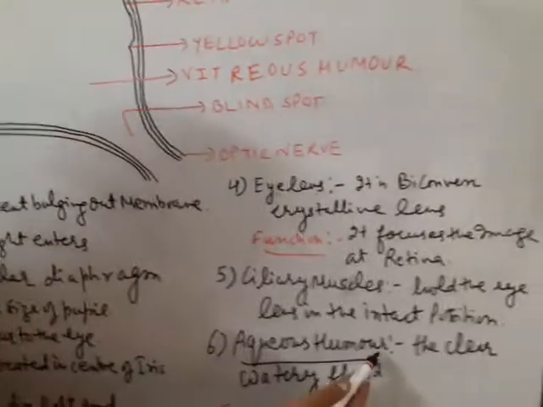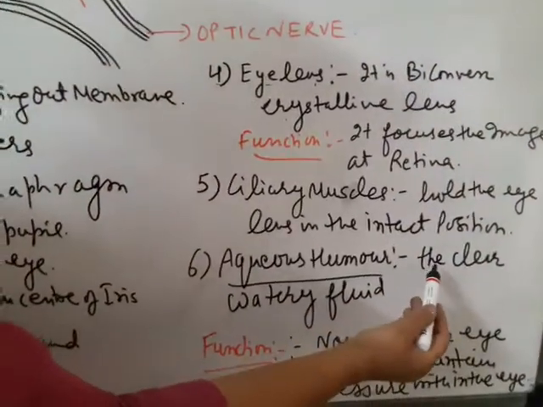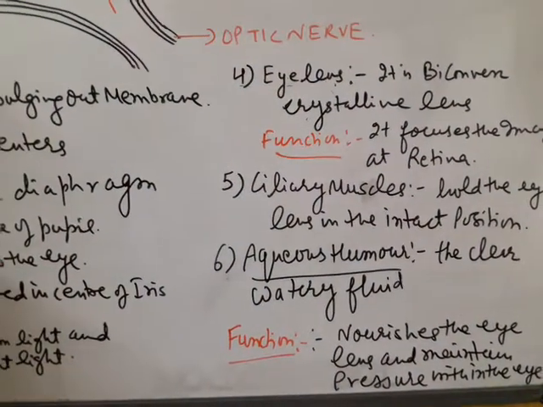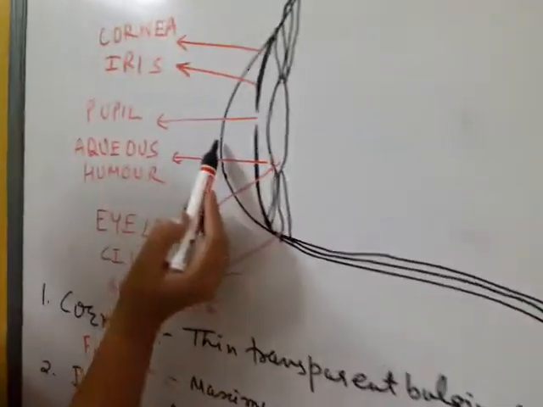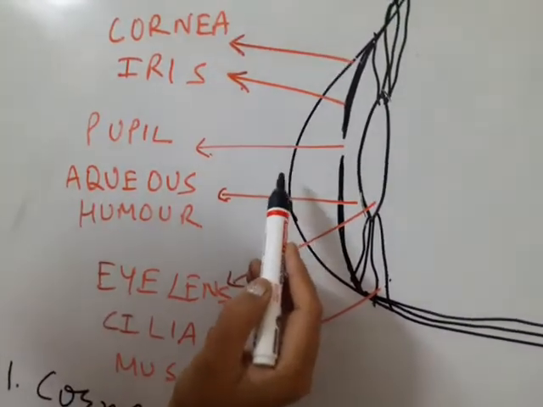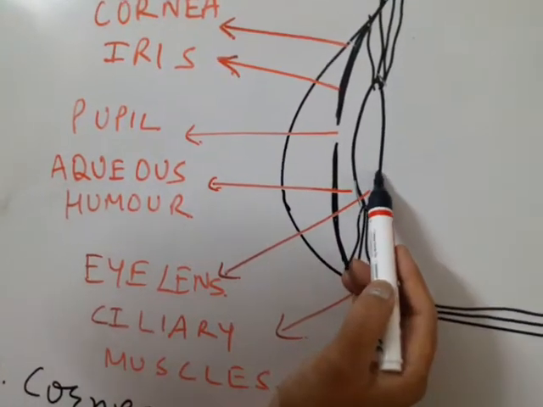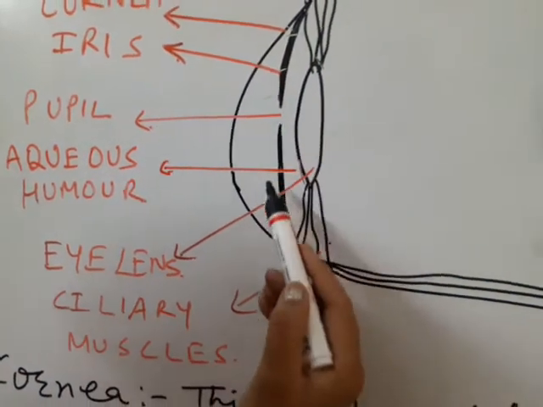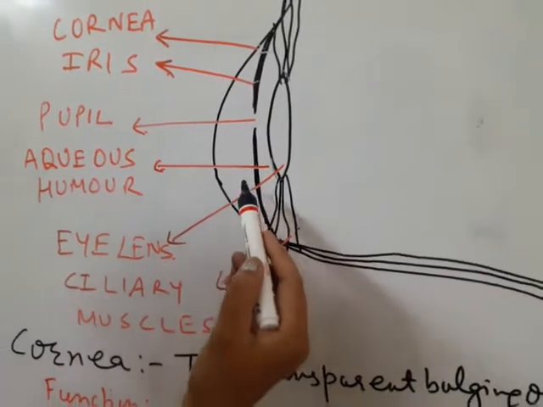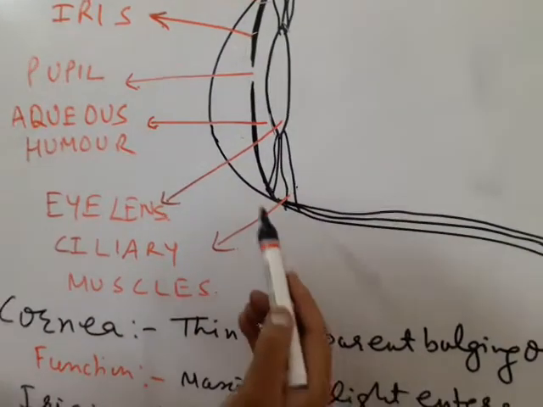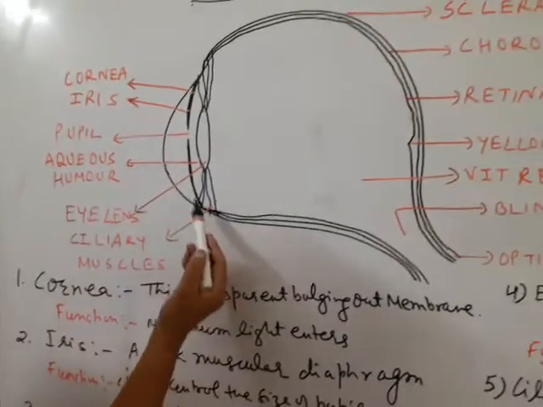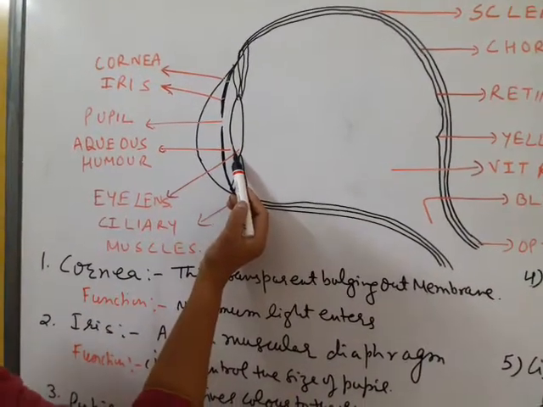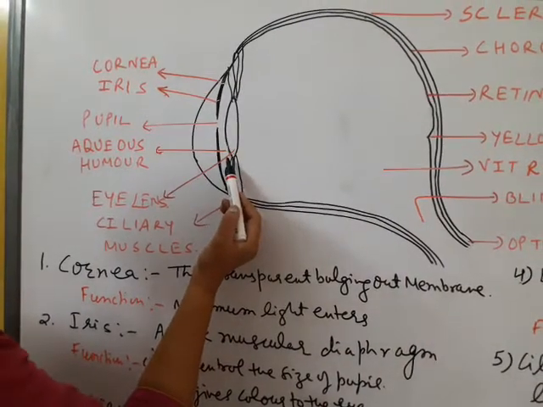Sixth is aqueous humor. Aqueous humor is a clear watery fluid. It is present in between the cornea and the eye lens. This part is filled with a watery fluid which is called aqueous humor. The function of this fluid is that it gives nourishment to the eye lens and maintains pressure within the eye.